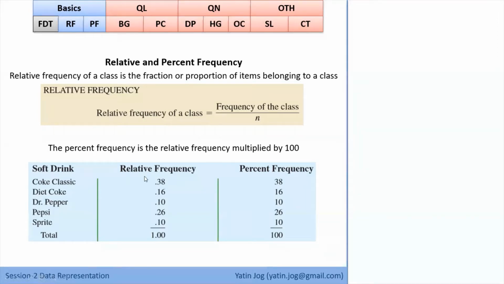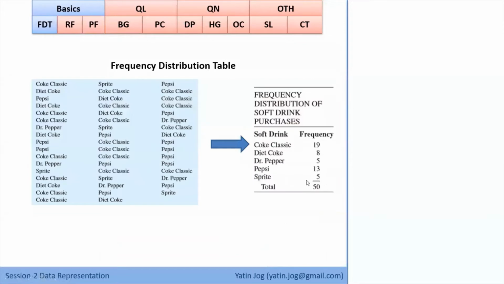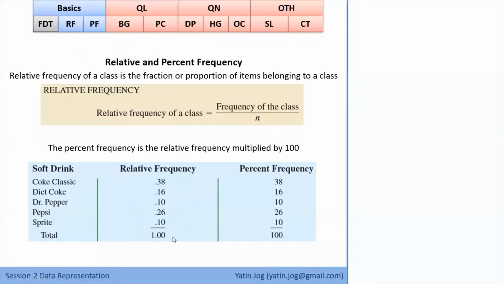There are multiple other use cases of relative frequency. As and when required, we'll discuss those. So these are the relative frequencies. The rule says the addition of all relative frequencies has to be 1. Why does it have to be 1? Because if you look at the total of 50 and divide 50 by 50, the total will come as 1. So even the relative frequency addition should come as 1. Now, the percent frequency is the relative frequency multiplied by 100. So 0.38 into 100 comes as 38.